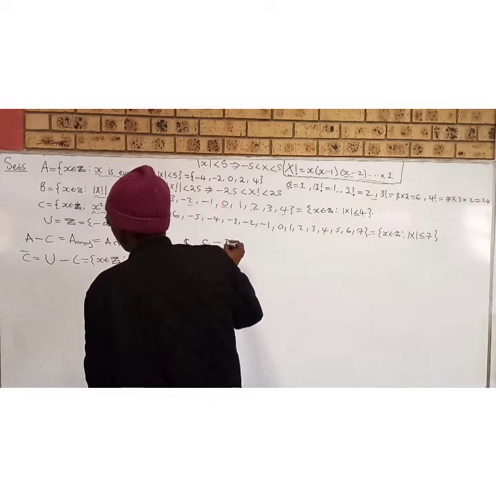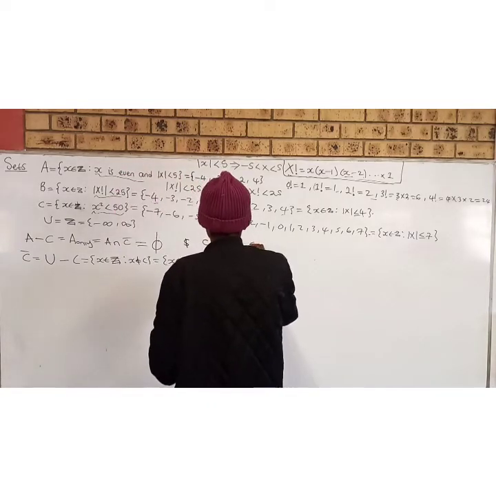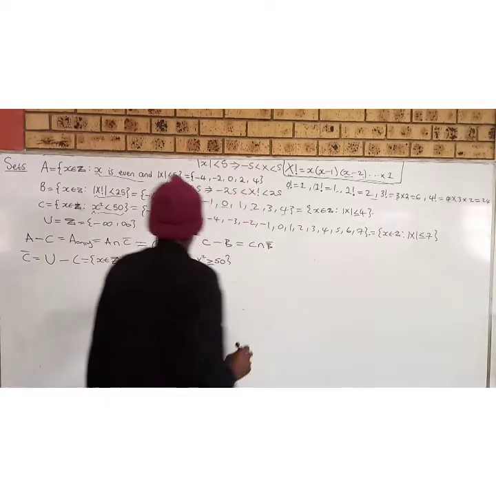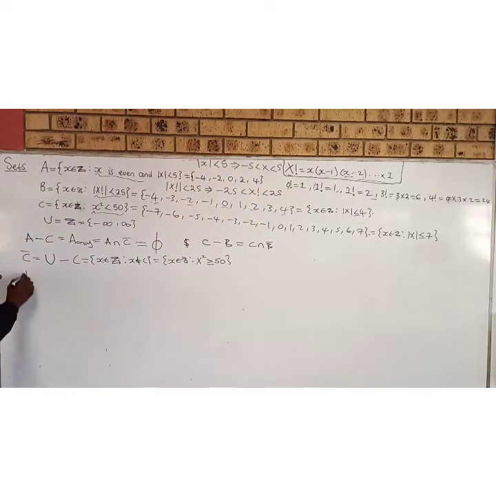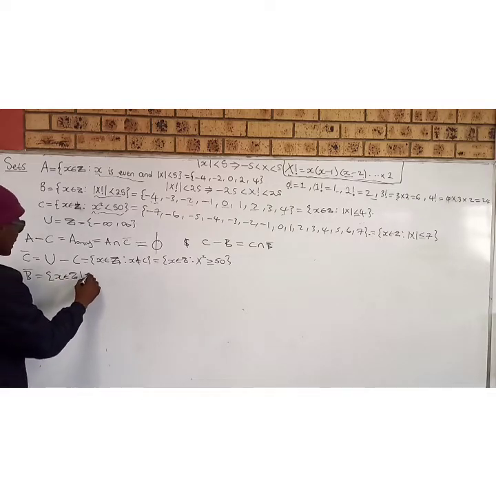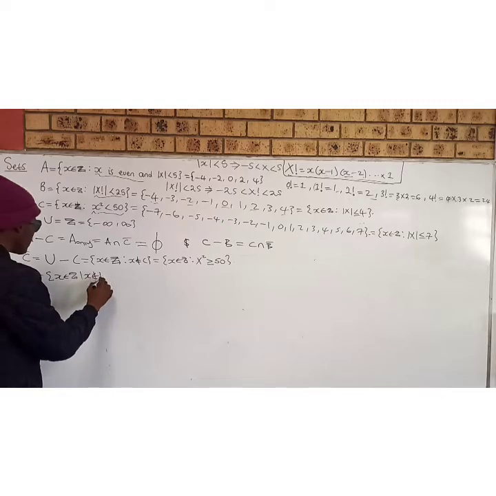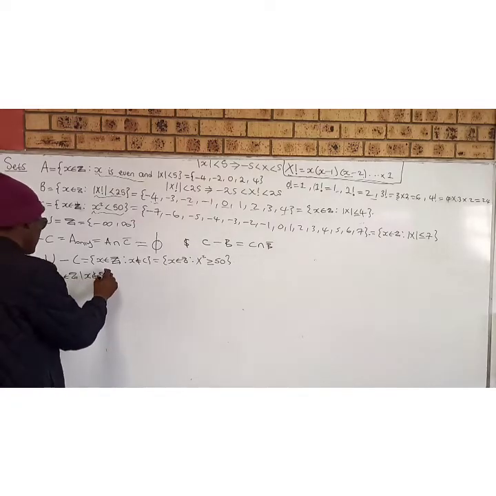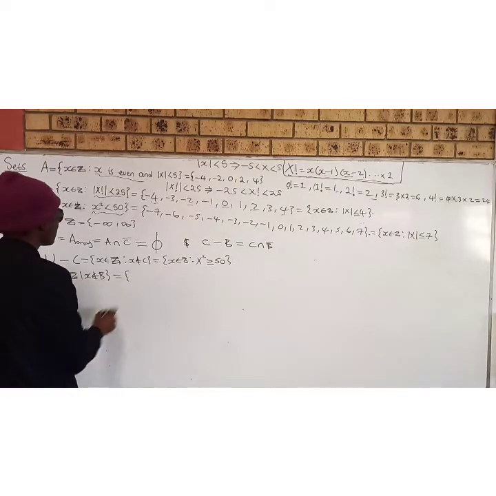This is the same as this set: C intersect B complement. So, what is a set called B complement? Same story, a set called B complement is given by x an element of integers such that x is not in B, because we are complementing B.